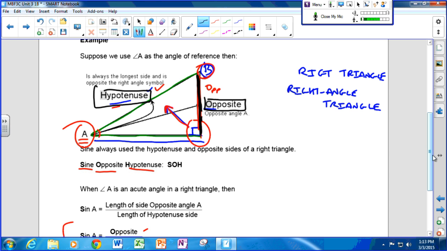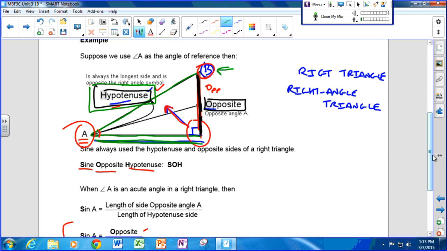But if we were to reverse things and say we want to look at angle B here, notice that for angle B, the hypotenuse is still there. It's because it's always going to be the same. But notice that the opposite side now is this one right here that I'm marking in green. It's a different opposite side. So be really careful with that when you're working out angles.